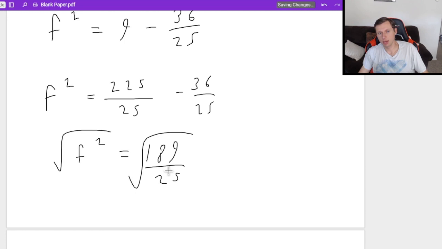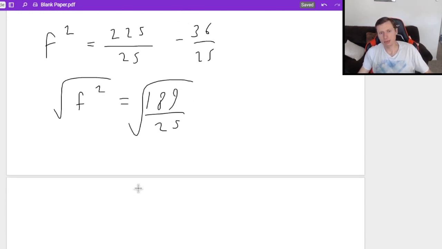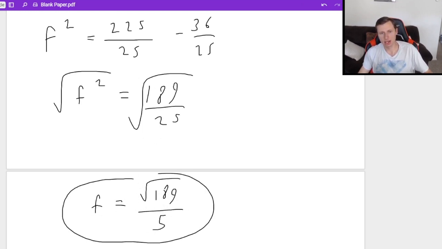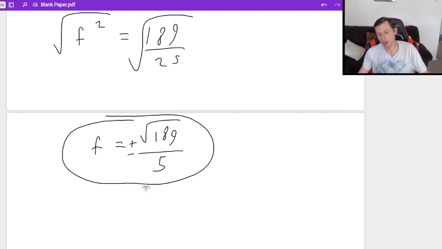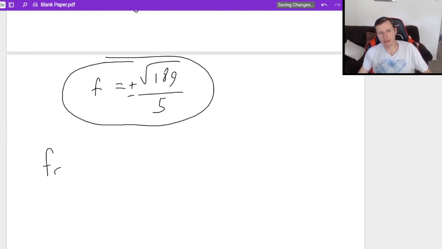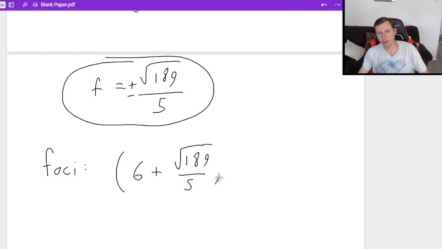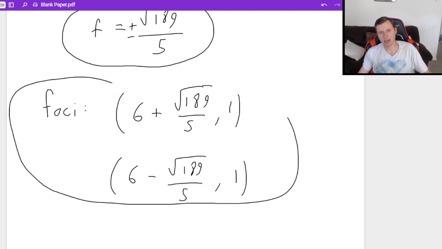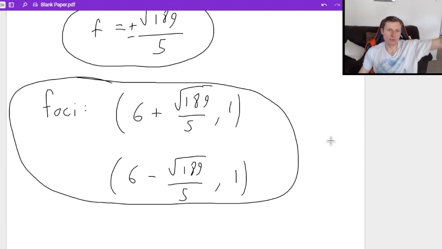And then we take the square root of that, and you're going to see that the square root of 189, I mean, it's divisible by 3, but I'm just going to keep it as root 189 over square root of 25 is 5. And there's my focus, plus or minus, right, along the semi-major axis. So in other words, my foci, if I'm going to give coordinate points for these, remember the center was at 6, 1. So the first foci is 6 plus root 189 over 5, comma 1. And then the second focus is at 6 minus root 189 over 5, comma 1. And there we go. By the way, there are no foci along the semi-minor axis, semi-major only.